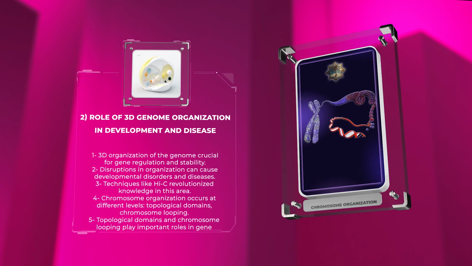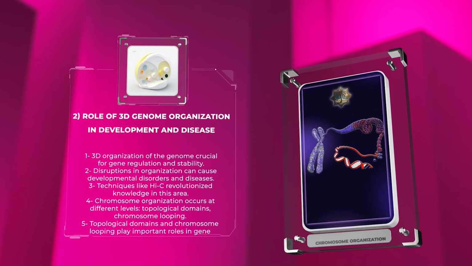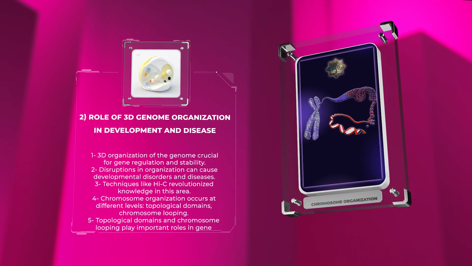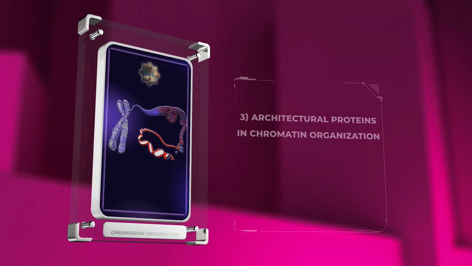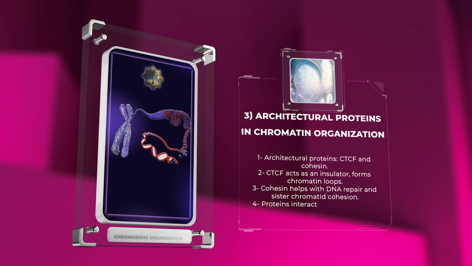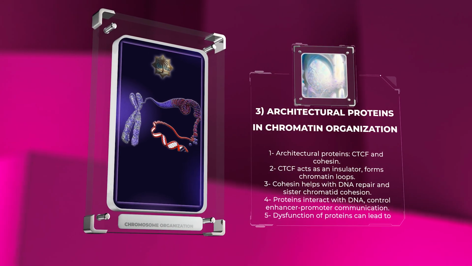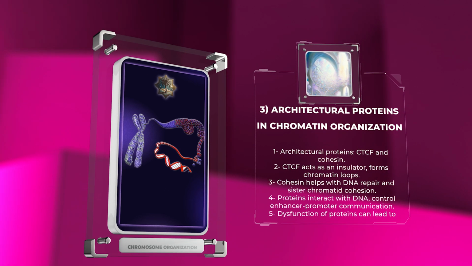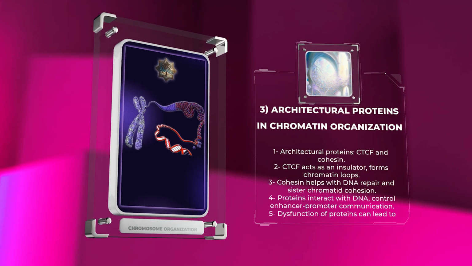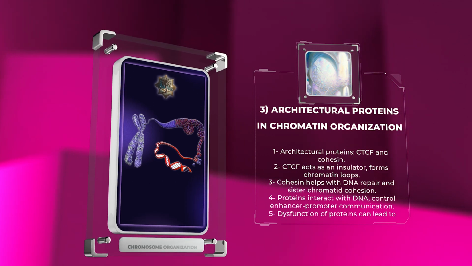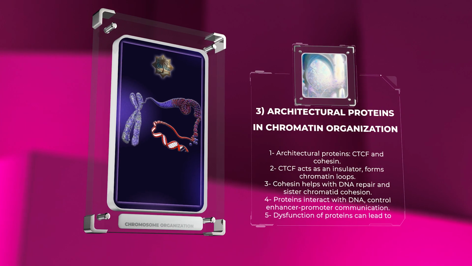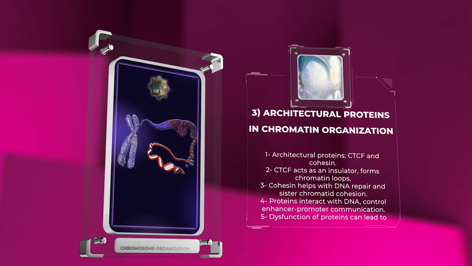Chromosome organization occurs at different levels, such as topological domains and chromosome looping, which play important roles in gene expression. Architectural proteins, like CTCF and cohesin, shape the 3D structure of our genome. CTCF acts as an insulator, forming chromatin loops, while cohesin helps with DNA repair and sister chromatid cohesion. These proteins interact with DNA and control the communication between enhancers and promoters. Dysfunction of these proteins can lead to diseases.